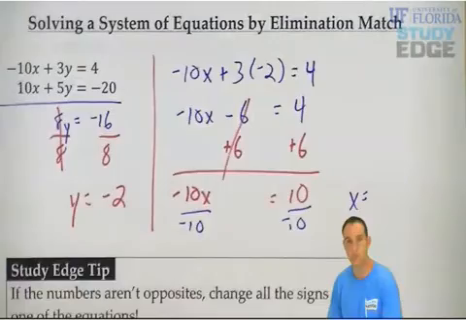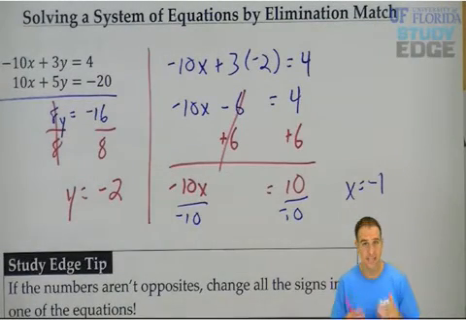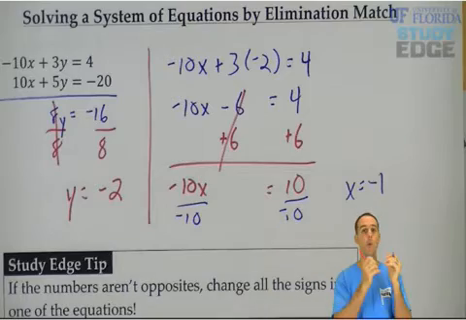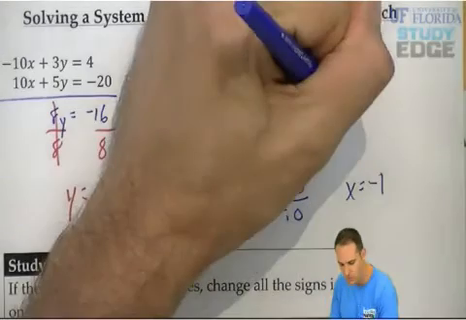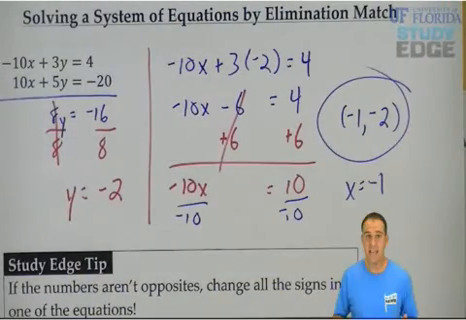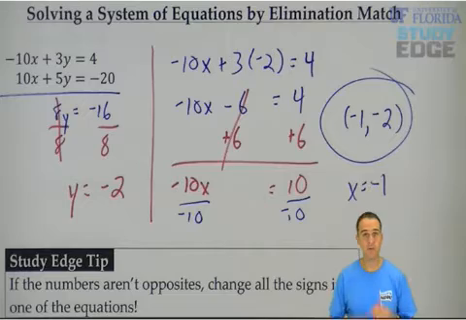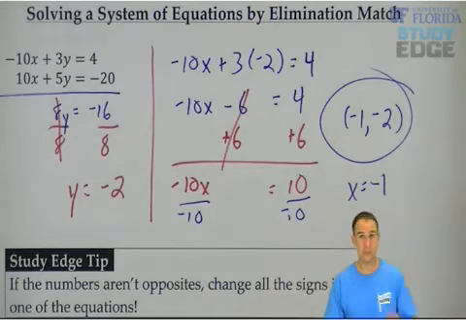I'll get x equals negative 1, which means my answer for solving this system of equations is x is negative 1, y is negative 2, and the coordinate would be negative 1 comma negative 2. And again, this was set up great because you saw the same number, different sign. But what if they're not a different sign? Well, then I got something for you.